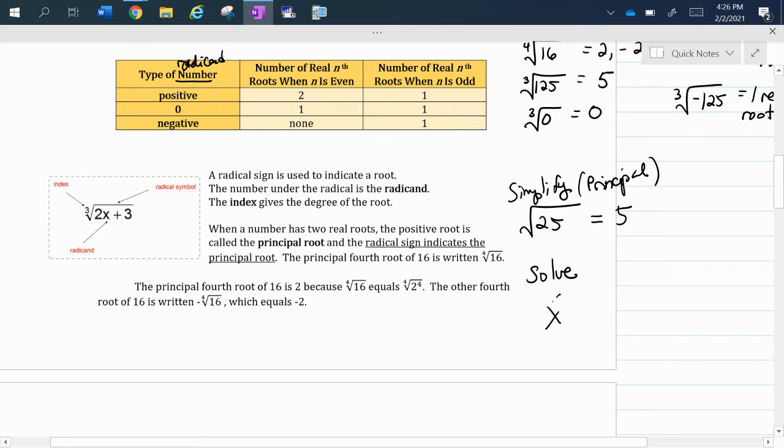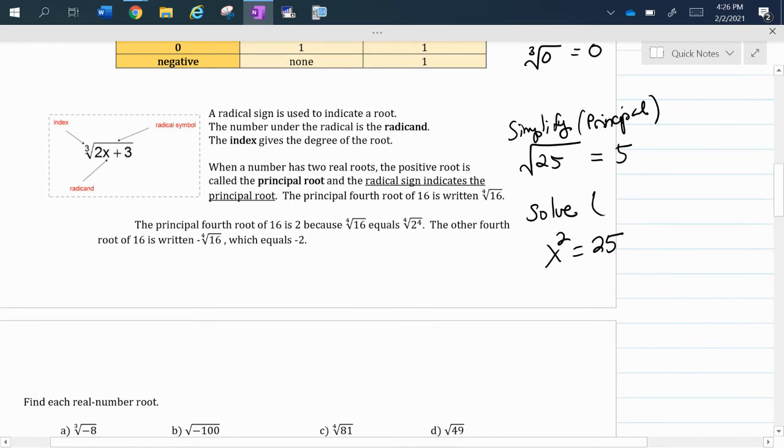But if I ask you to solve the equation that says x squared is equal to 25, if you're solving, that's when you need to worry about plus or minus. If I have to take the square root of both sides, then I would want plus or minus. So we're going to look at some equations where we have to take the fourth root of both sides in just a minute, and we're going to have to remember that.